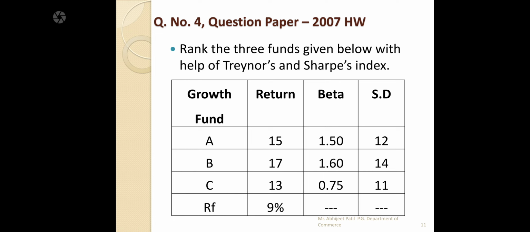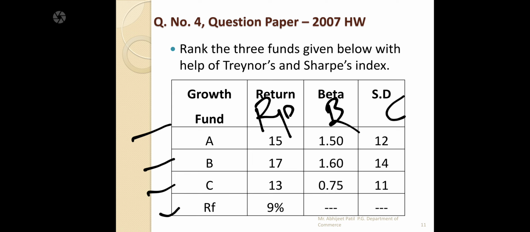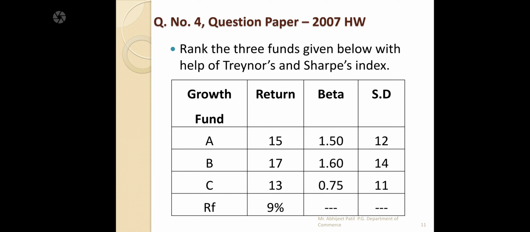Then see the next question, that is question number 4. This is again from question paper 2007, where the information is given directly: rank the 3 portfolios below with the help of Sharpe and Treynor. So fund A is there, B is there, C is there, the risk-free rate is directly given, the return is RP, beta is given and standard deviation is given. So you should calculate directly the Sharpe and Treynor ratios and solve this as a homework question.